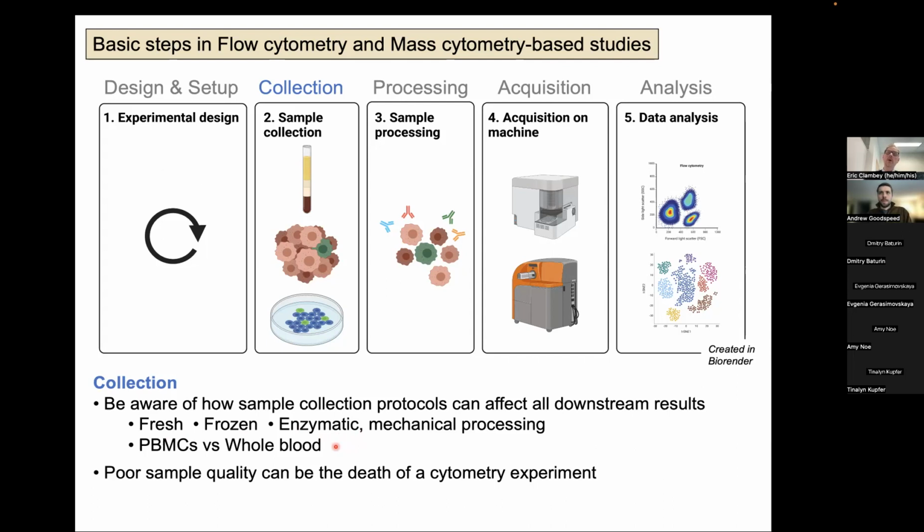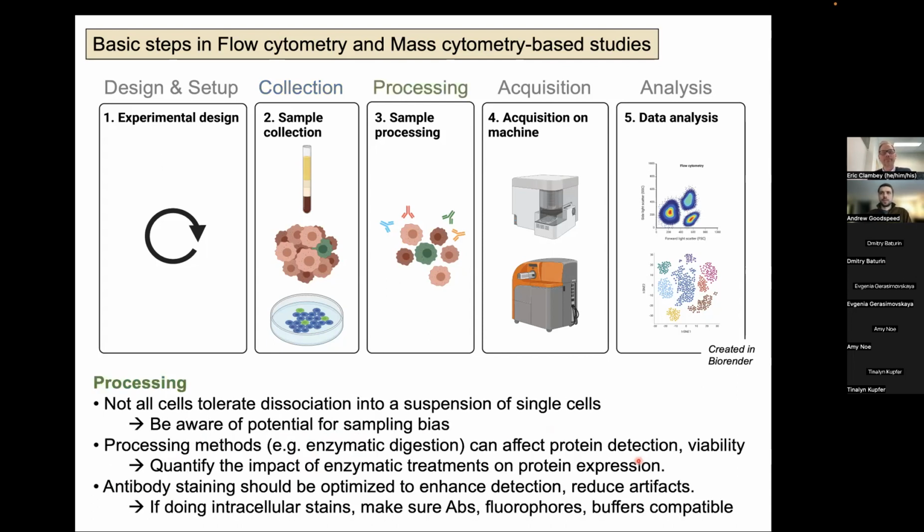Also, one important context in which you can get different results is if you're using PBMCs versus whole blood. So for instance, the PBMC process removes neutrophils, whereas in whole blood analysis, you can detect neutrophils. And obviously, garbage in, garbage out. If you have poor sample quality, that is often the death of your experiment.